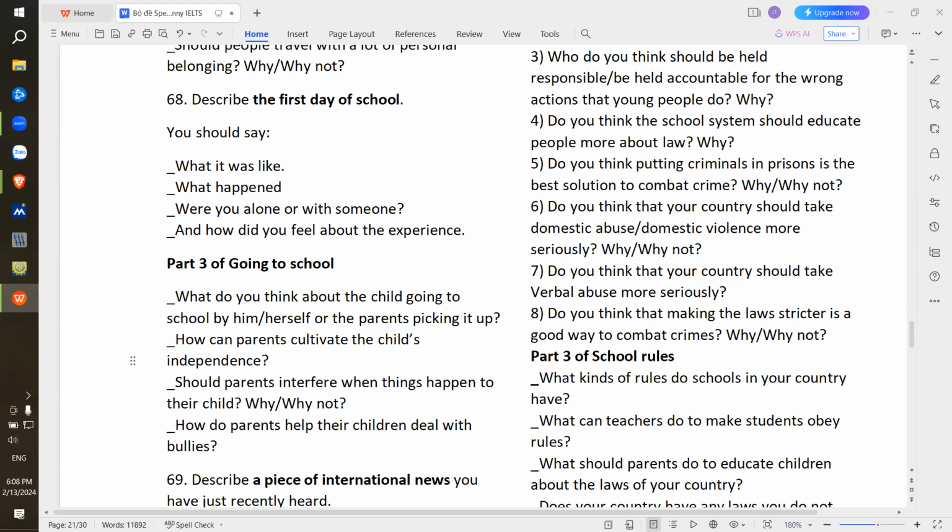Okay, so think about other ways to cultivate a child's independence. For example, what would happen if they get bullied? If they get bullied, what would you do? Would you just interfere? Would you intervene?